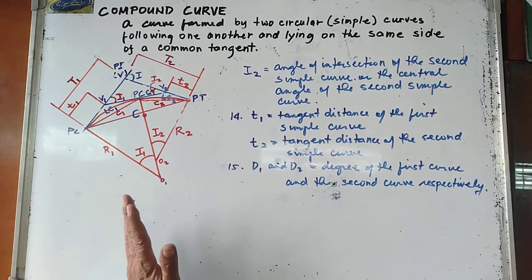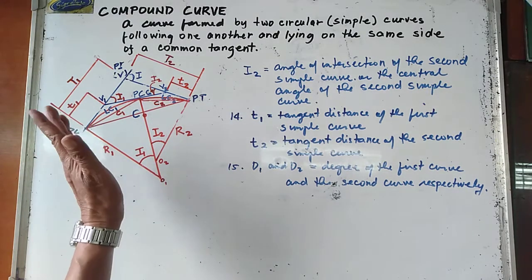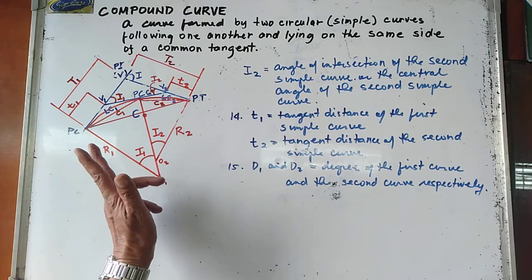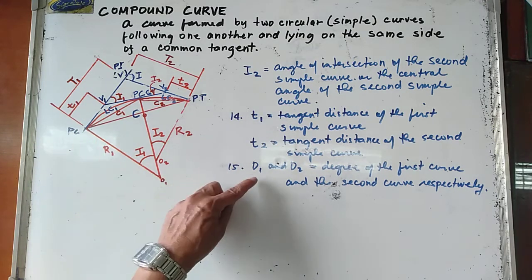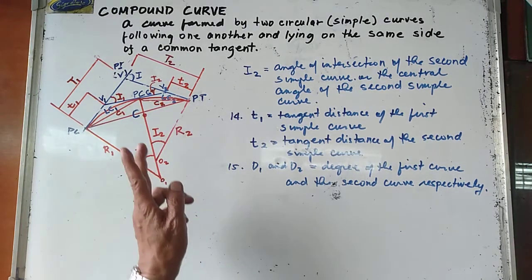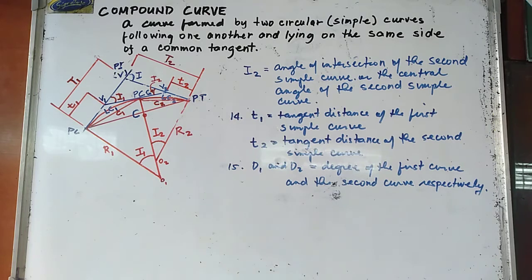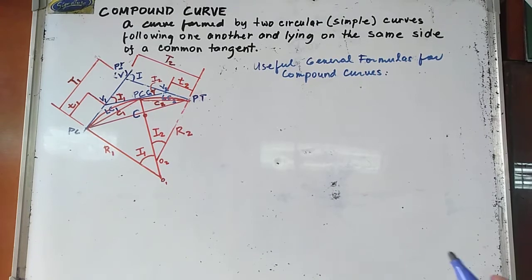Again, on the first simple curve, the degree of the curve for a full length station is equal to D sub 1. And for the second simple curve, the degree of the curve for a full length station again is equal to D sub 2. We have some useful general formulas for compound curve.